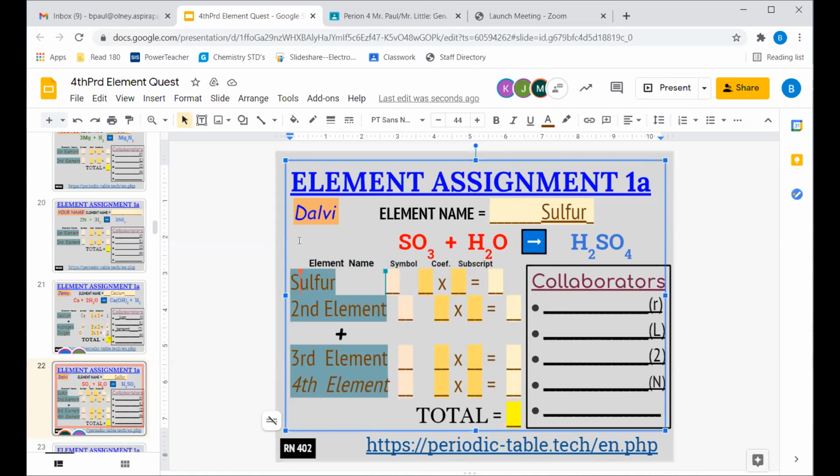Okay, Bernard, he's asking you for the second element. Oxygen. All right. Not saying it's right, but I like the sound of that. Everybody agree? Yes.